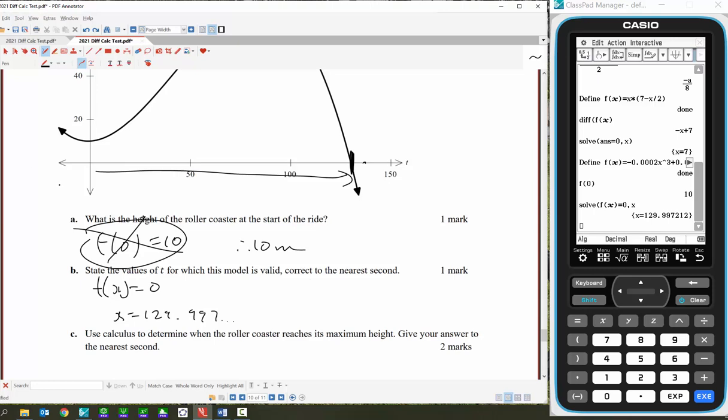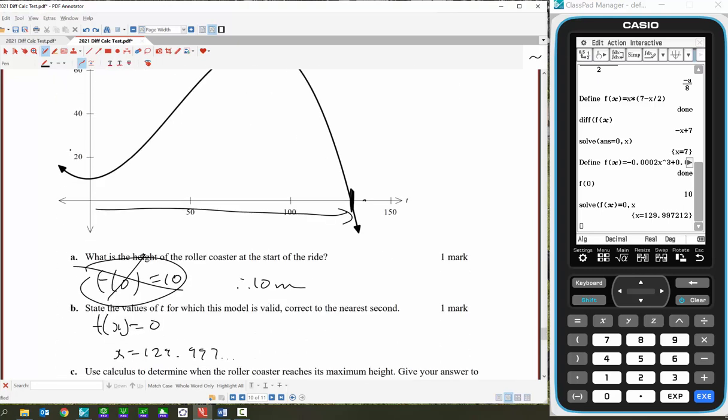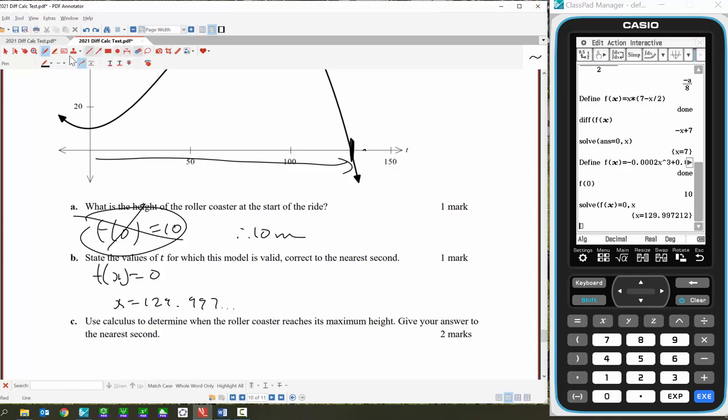Now the other thing I've just done here is I've used f of x, and the function is called r of t. So just note that you've got to be consistent with the function names of the question. So this is r. This is why it's best not to write this stuff down, because if you do write it down, it's wrong. So this is r of t equals 0, t equals that.